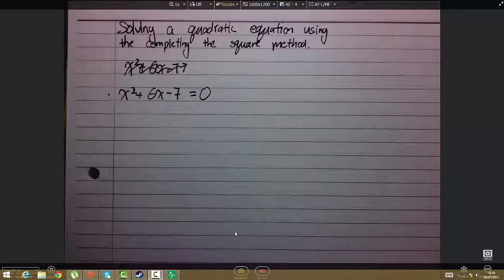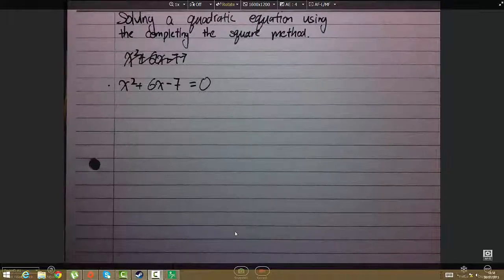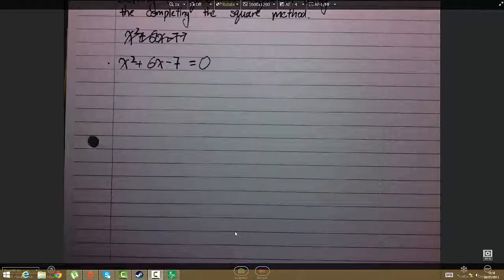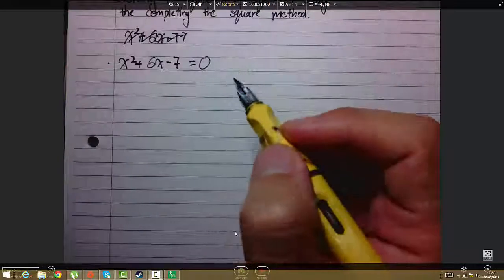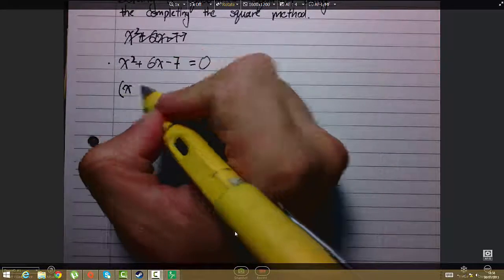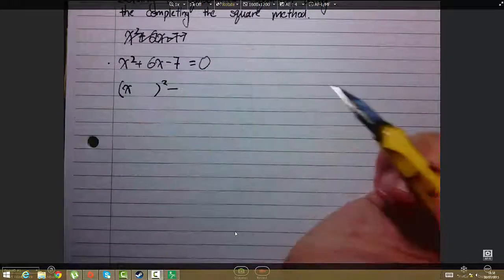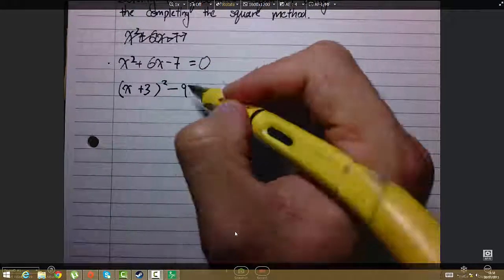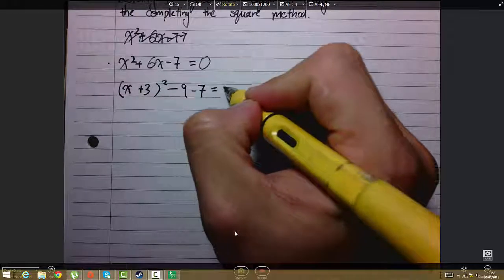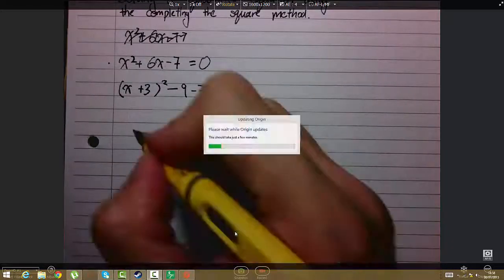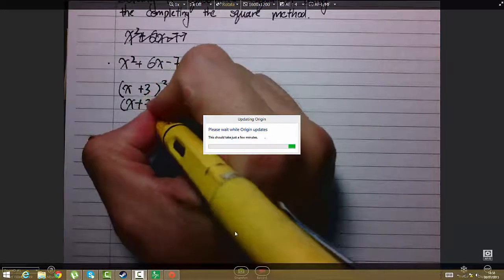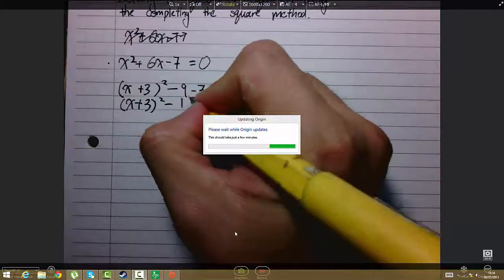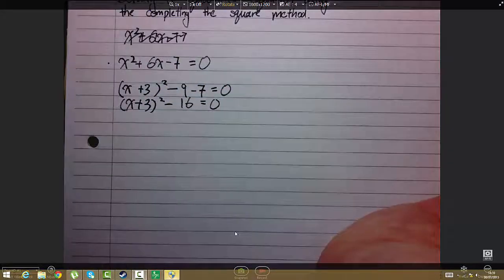Okay, today I'm going to show you how to solve a quadratic equation using the completing the square method. By now many of you, all of you, are experts at completing the square, so I just complete the square here. So I write down x, the square, and the minus. Divide by 2, I get plus 3. I square, I get 9. I copy negative 7 equals to 0. Okay, simplifying the equation, I get (x + 3)² − 16 = 0.